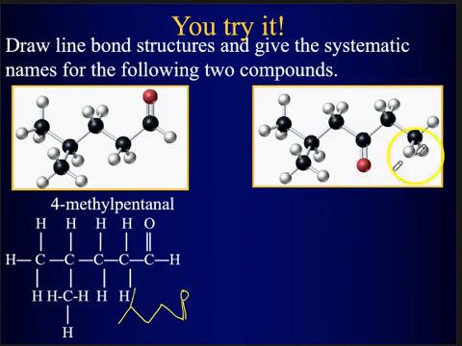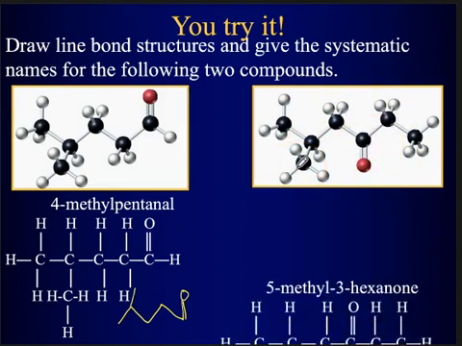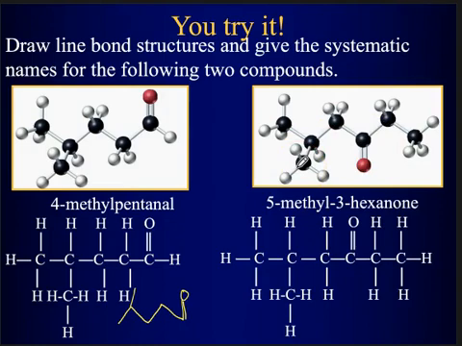Alright, so then for our next compound, I have 1, 2, 3, 4, 5, 6 carbons in the chain. On the third carbon is the carbonyl, so we see that it's a ketone. And I've got a methyl group hanging on the 5th carbon. So 5-methyl, 3-hexanone. So let's draw the skeletal structure for this one as well.